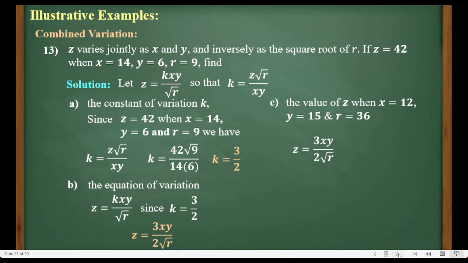And for letter C, taking this equation, we now substitute the final values of x, y, and r, and these are 12, 15, and 36 respectively. Then compute for the value of z, and that is 3 times 12 times 15 all over 2 times square root of 36. And that will give you 45. Okay? Next.